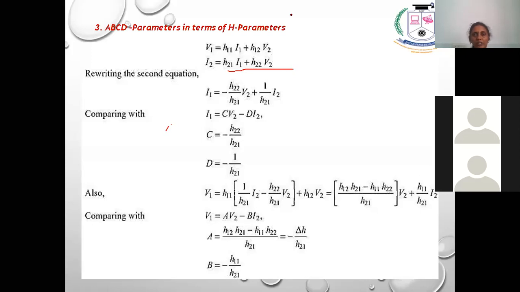Have you got this value? Any doubts as of now? The chat box is open, ma. You can post out there. Any doubts as of now? Any doubts?